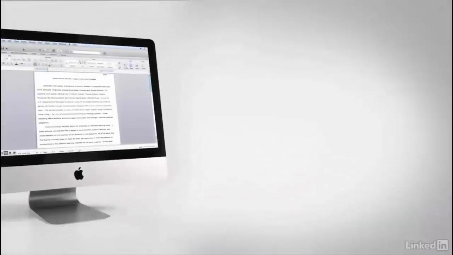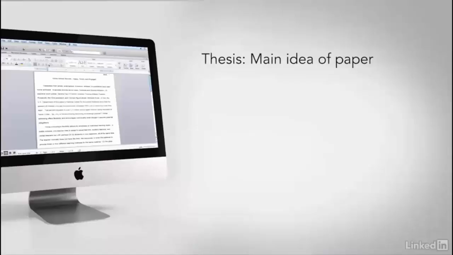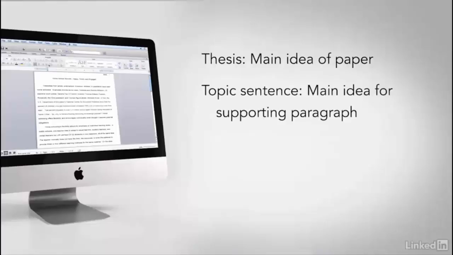So the next step is to compose a topic sentence for each of the supporting paragraphs. The thesis statement gives the main idea of the entire paper. The topic sentence gives the main idea for each of the supporting paragraphs. So an analogy would be that the thesis is to the essay as the topic sentence is to the paragraph. Each tells what follows. The thesis tells what follows in the essay. The topic sentence tells what follows in the paragraph.